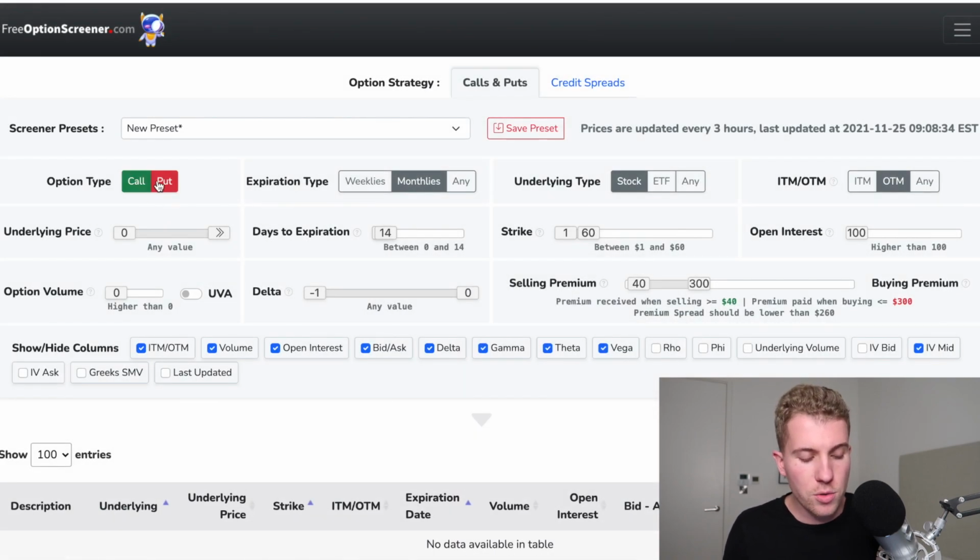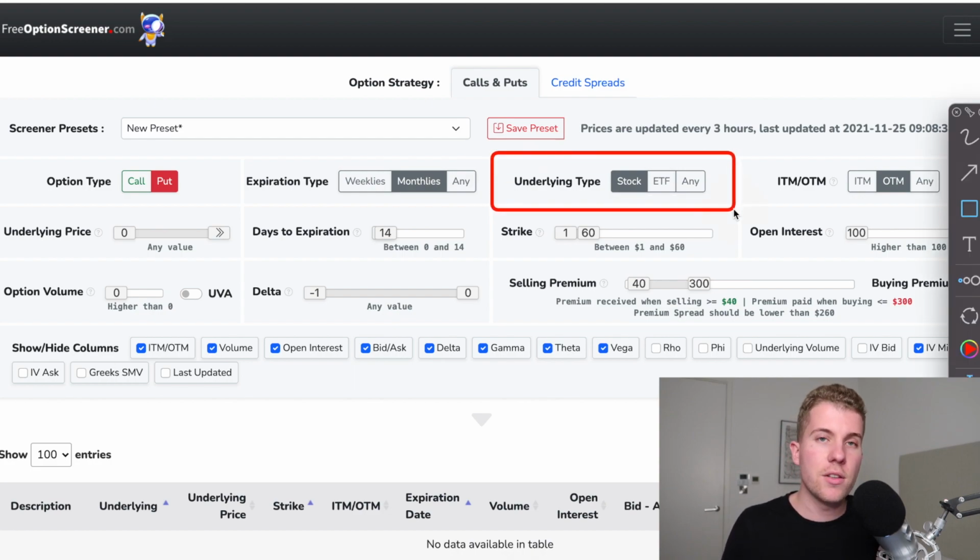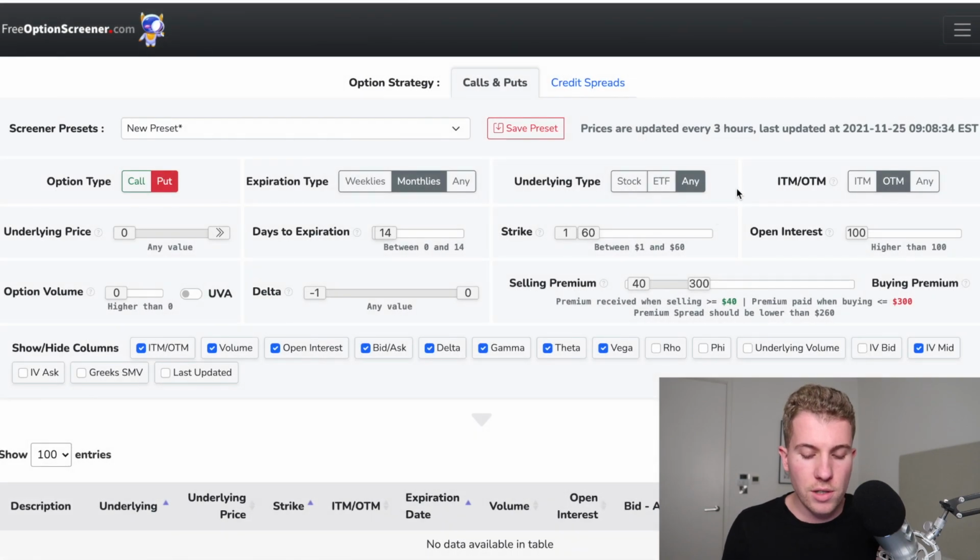So for example, I chose puts so far and monthly options. So now the screener is only going to show me put options on monthly expirations. Then the next filter that you have is the underlying type. So you can choose if you want only stocks or just ETFs, or maybe any, like both is fine. So personally, I'm fine with both. So let's go for that.